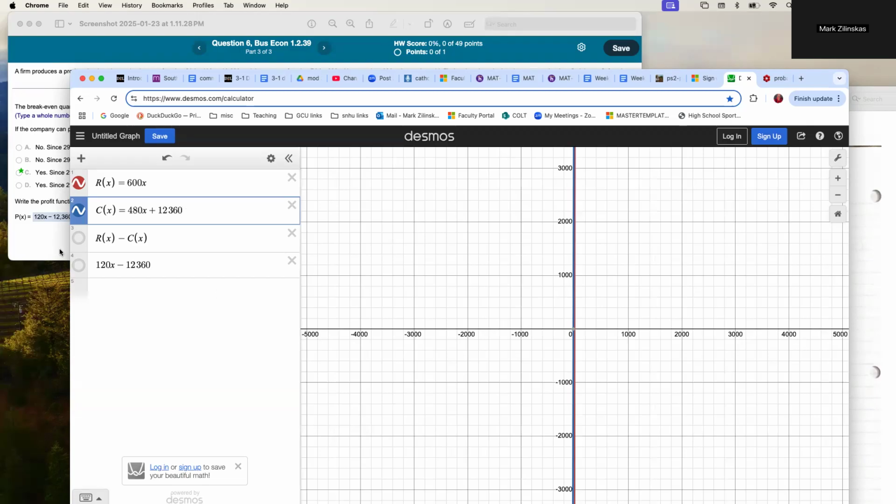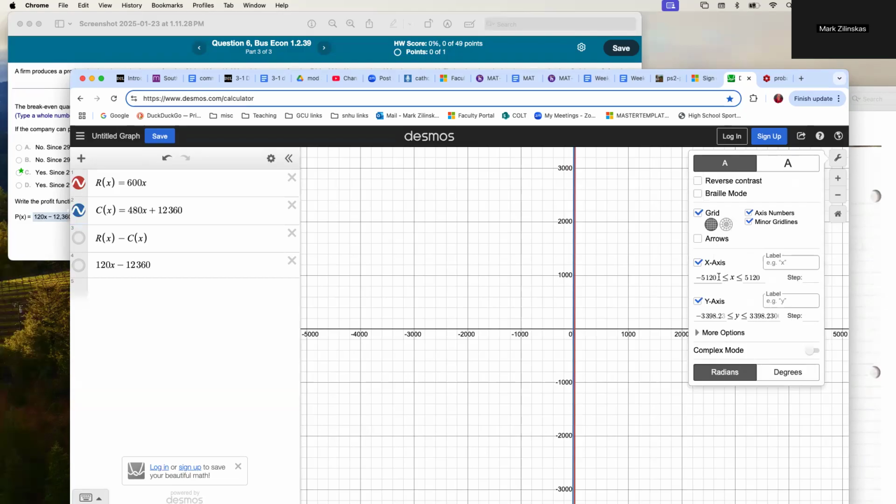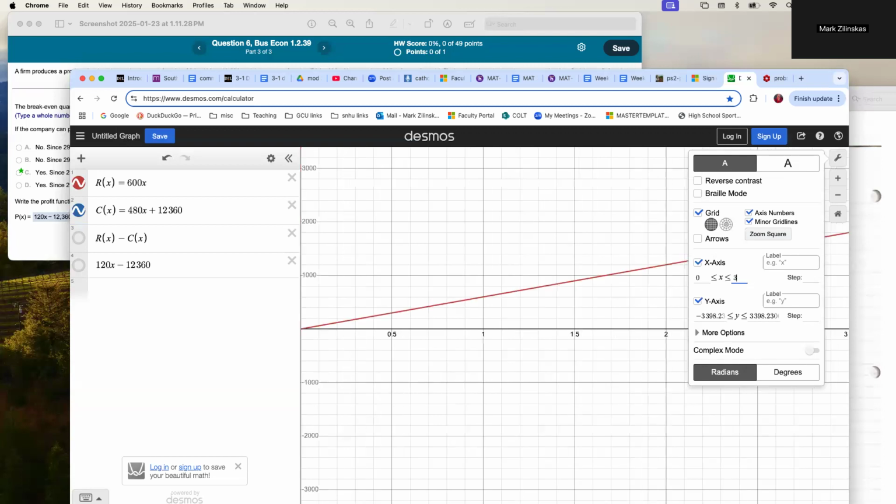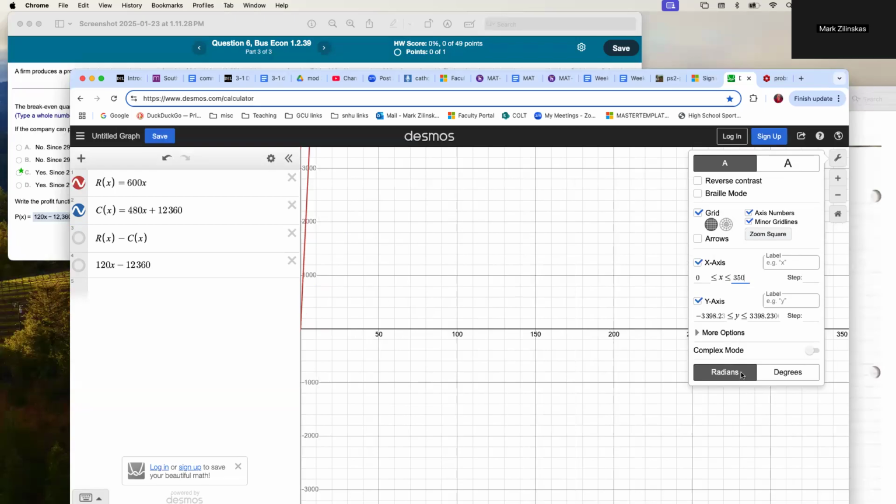So here comes the function sense of, well, it doesn't make any sense to have negative products being made and sold. And I can't have 5,000. I mean, 292 is my maximum. So one of the things I can do is start manually changing my window, go to my graph settings. Again, I could start at 0 here, and I know I'm going to end at 292. Nothing makes sense beyond that. So maybe I'll go a little bit above that, like let's say 350.